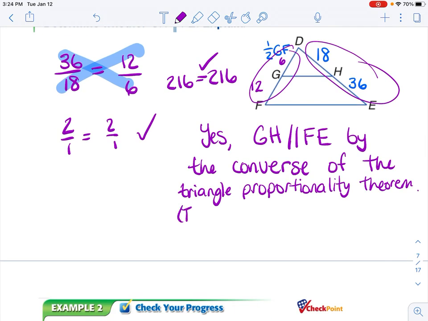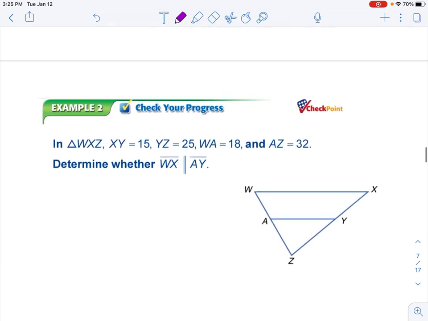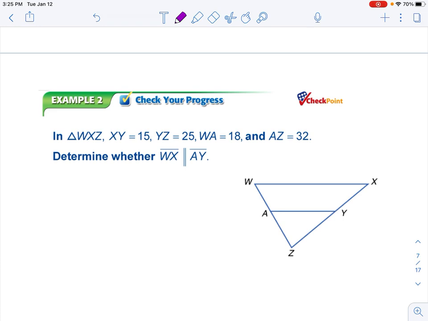We could also just say the proportions or ratios are equivalent. Alrighty? We'll try another one.